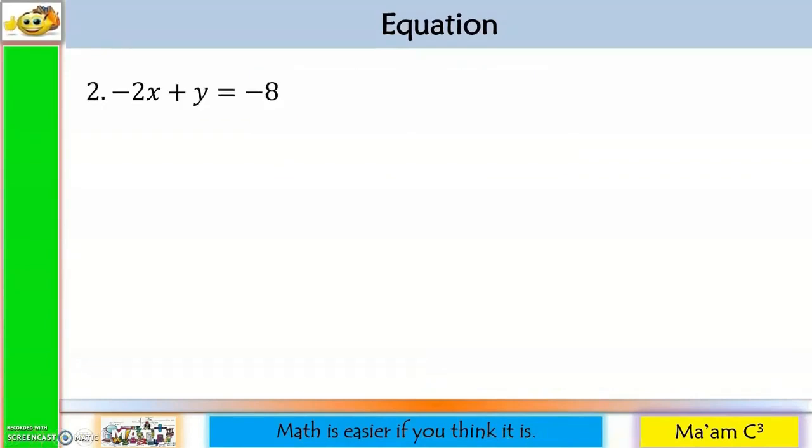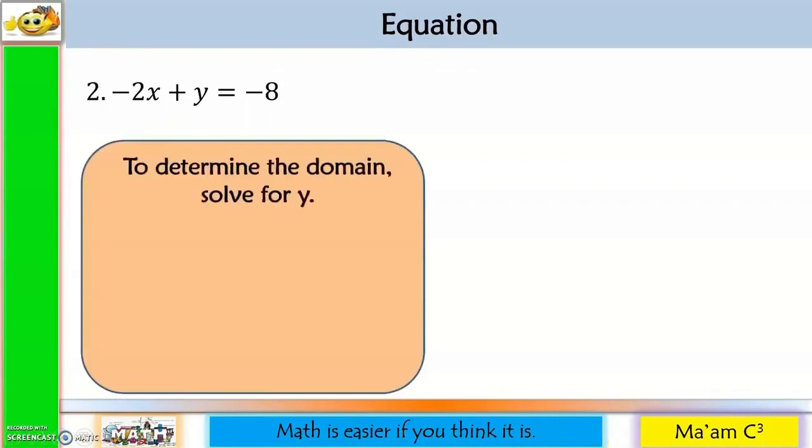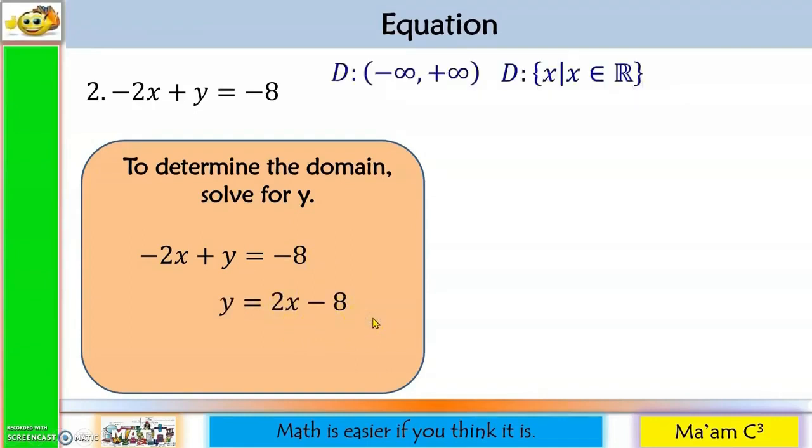Let us have another one. Negative 2x plus y is equal to negative 8. To determine the domain, let us solve for y. So negative 2x plus y equals negative 8. Moving negative 2x to the other side, it will become positive. So y equals 2x minus 8. Again, we do not have denominator, so no restrictions. Our domain is negative infinity to positive infinity.